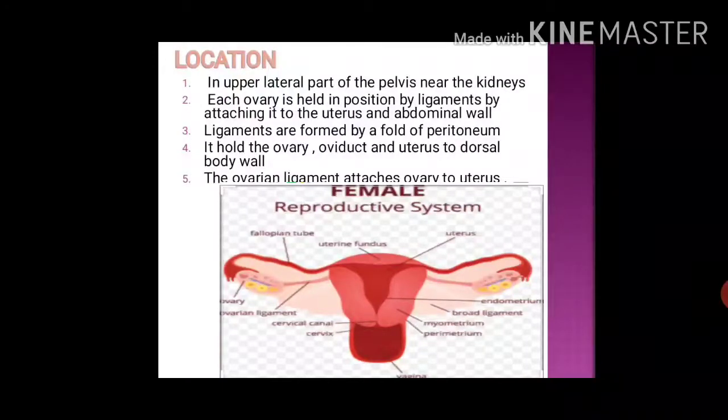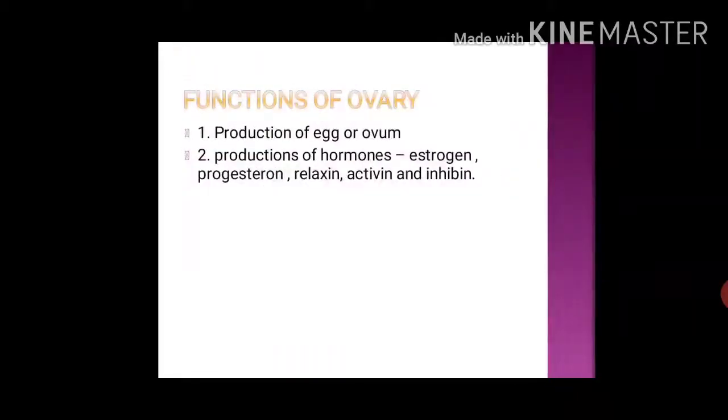See that diagram. In the diagram it is given in detail where the ovaries are located, how they are attached to the uterus and how they are attached to the peritoneum. Now see the functions of ovary. Two functions are there: the production of egg or the ovum, and second, production of hormones, for example estrogen, progesterone, relaxin, activin and inhibin.